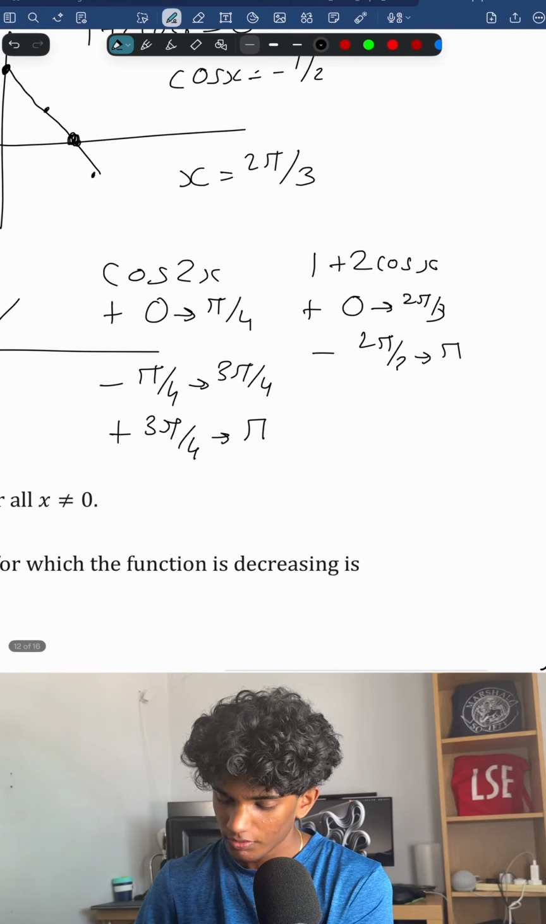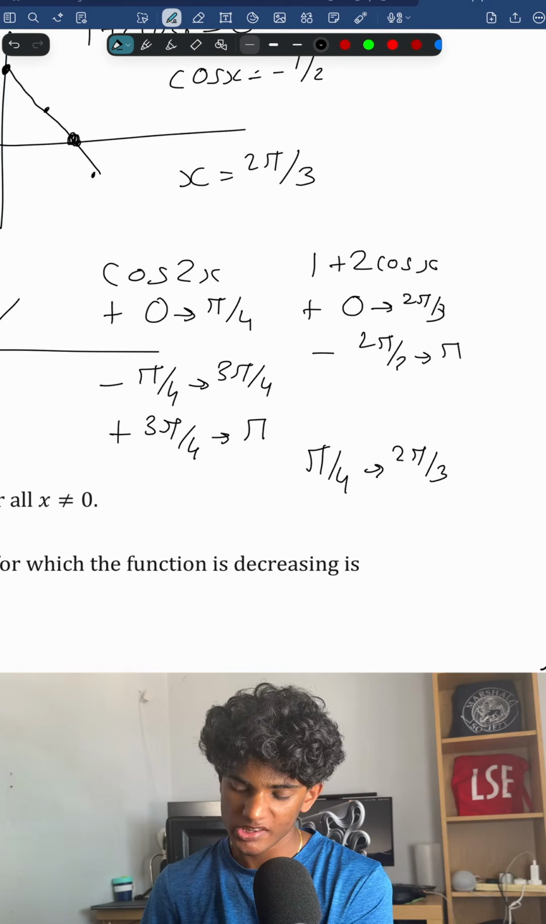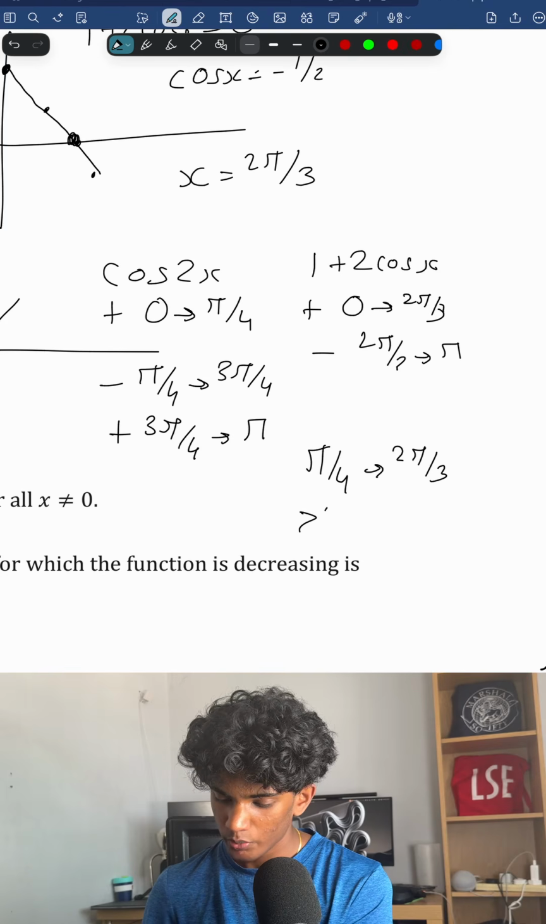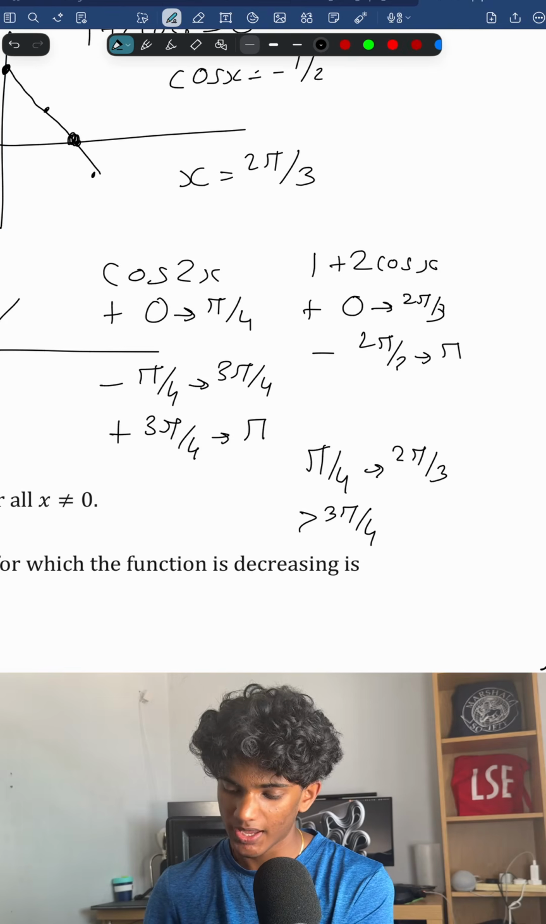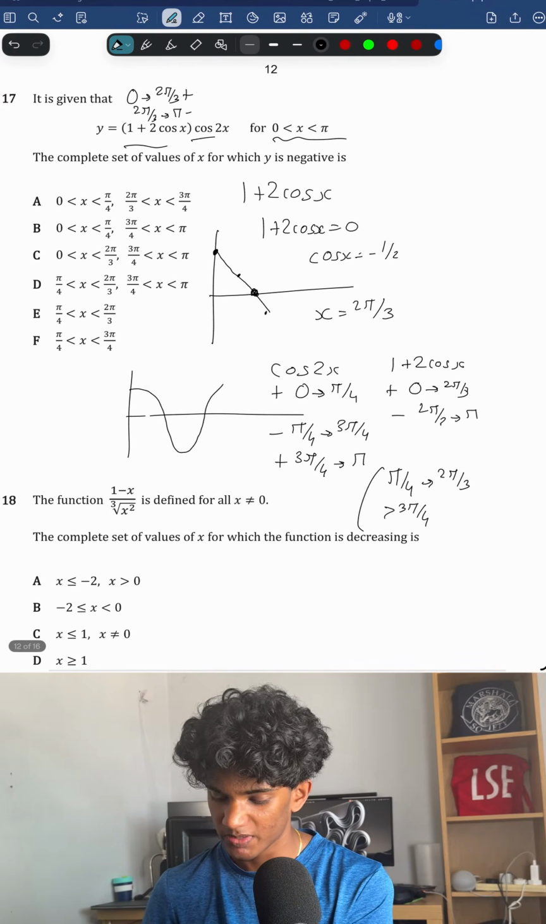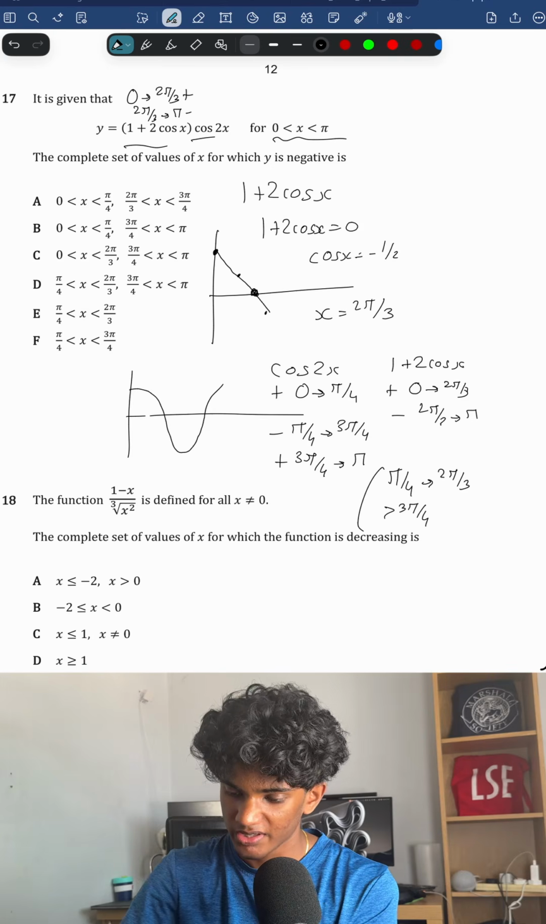So first of all, from pi over 4 to 2 pi over 3, cos 2x is negative and 1 plus 2 cos x is positive. Then, above 3 pi over 4, we have cos 2x being positive and 1 plus 2 cos x is negative. So for either of these ranges, the entire product is going to be negative. Looking at our options, that means that our answer is D.